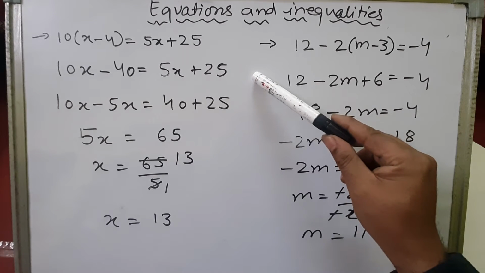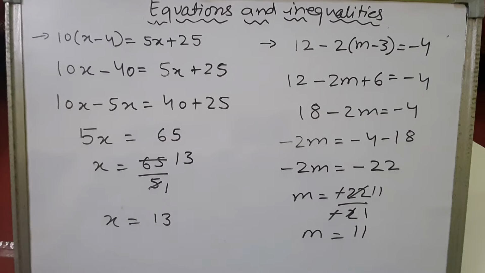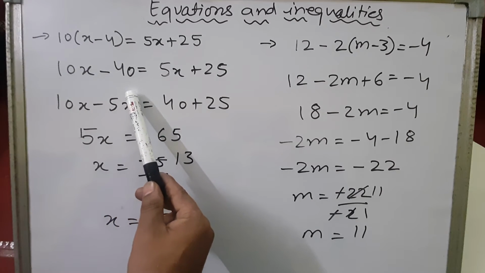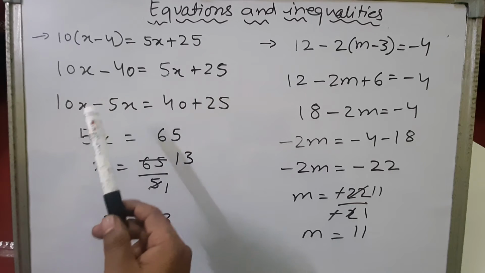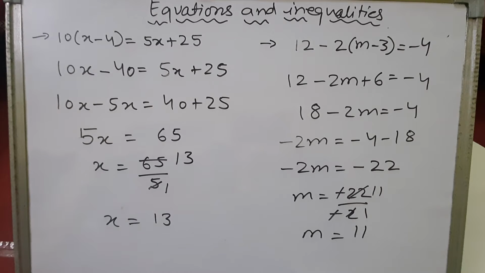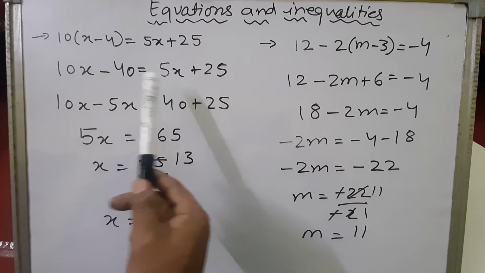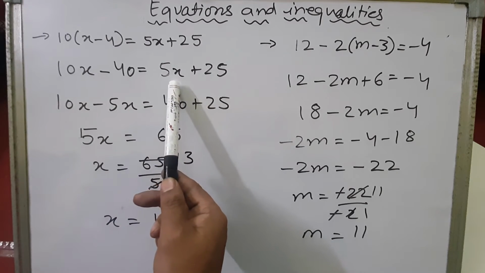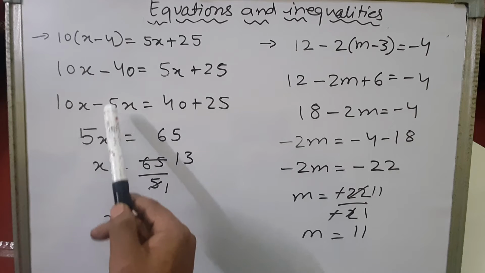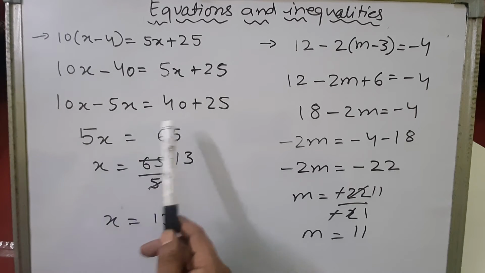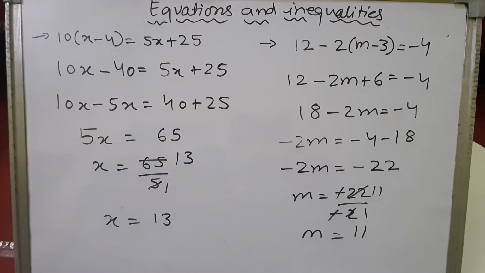What I have done here, I have solved this bracket first and multiplied 10 inside the bracket. So when we do that, we'll get 10x minus 40 equals 5x plus 25. Okay, now we'll separate the terms containing x and the constants on separate sides. So we'll transfer this 5x to the left hand side and minus 40 to the right hand side. When this plus 5x is transferred, it will become minus 5x. Minus 40 transferred will become plus 40. So 10x minus 5x will be 5x, and 40 plus 25 will be 65.